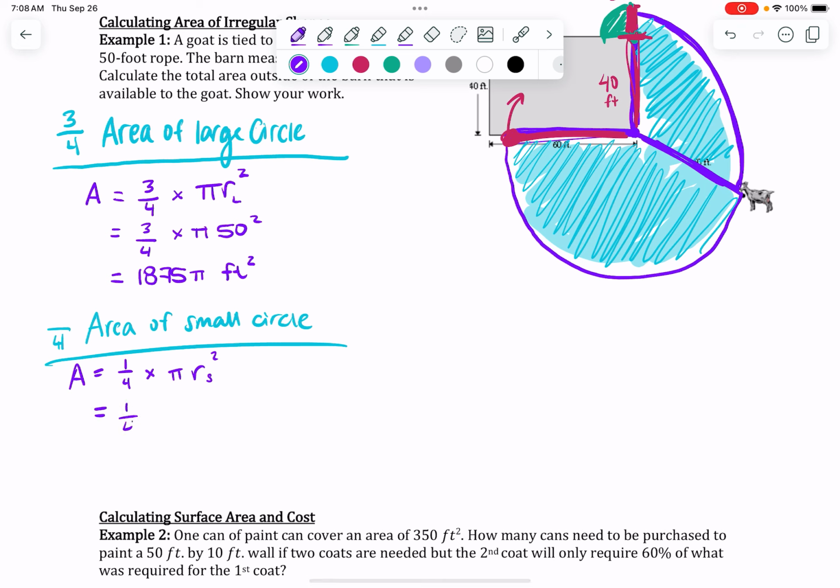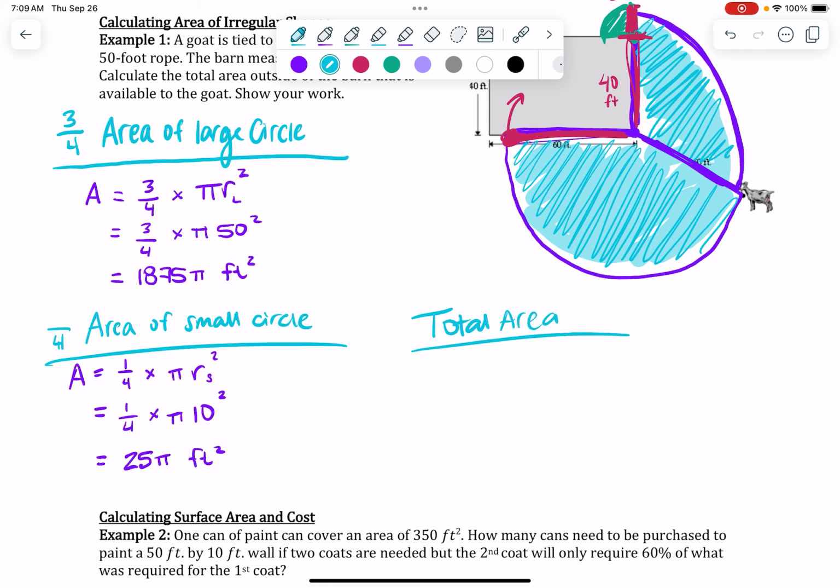Okay, for the second one, I'm plugging in my radius. This time my radius of my small circle is going to be 10. And I go ahead and do that same calculation. I could plug it in to get the decimal, or I could get that exact value of pi. That exact value of pi here is going to be 25 pi. Again, feet squared. The reason I'm not doing decimals is it's going to make my life a little bit easier when I'm calculating the total area when I add those two values together.